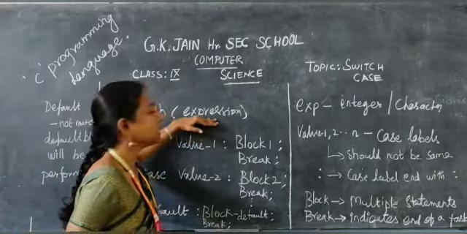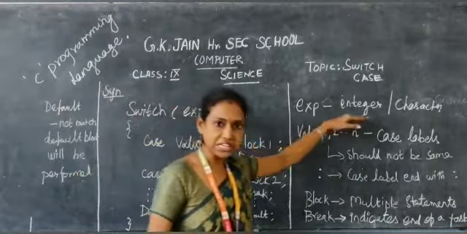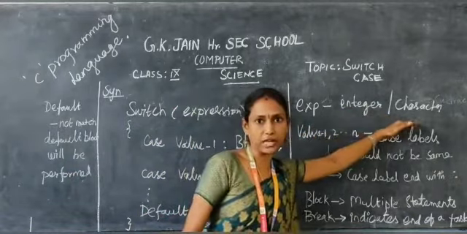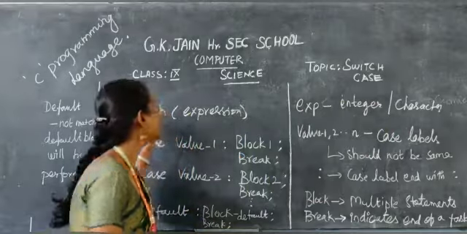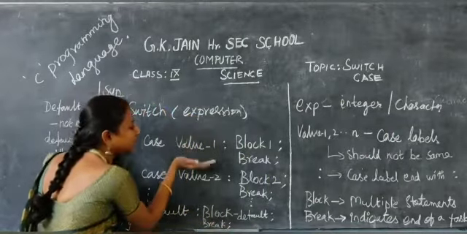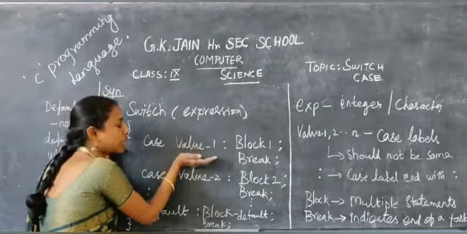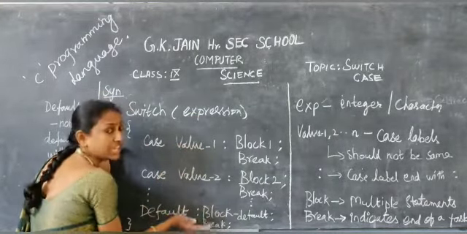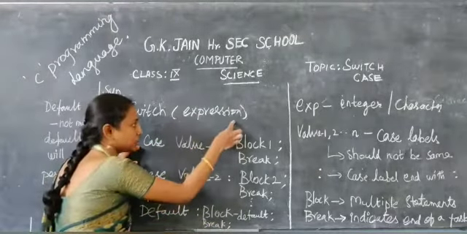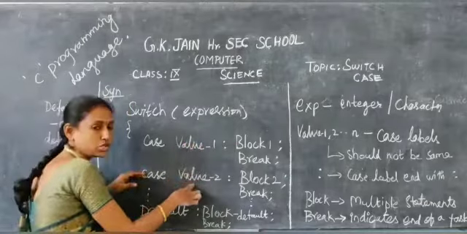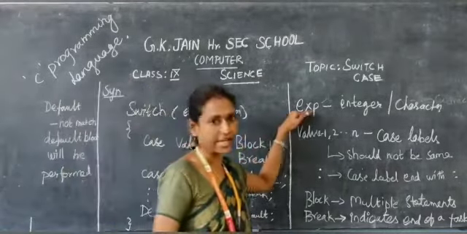Next, we will see the expression. What is expression? Expression is an integer value or a character value. The expression is the integer value or character value which is going to be compared with each case. This is the expression which is going to be compared with each case value. We are going to check the expression with case value 1 and value 2, value 3 and so on. Okay, that is the expression.